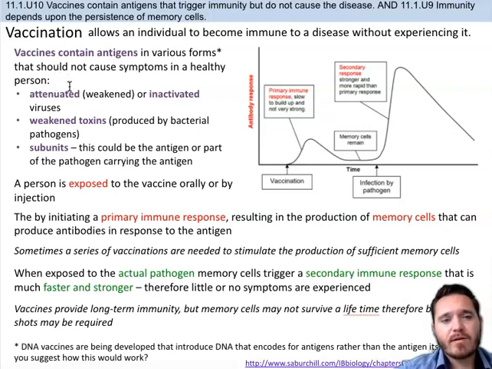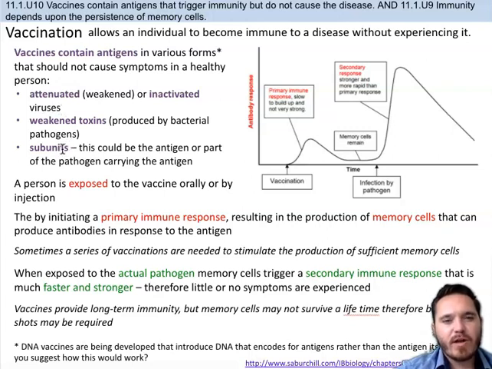Vaccines are either attenuated, which means weakened, or inactivated forms of viruses. So it wouldn't be the full functioning virus that would cause a person to get sick, but just a weakened or inactivated form of the virus, so that we can introduce the antigen to somebody's body and have the specific immune response. You can also have weakened toxins, which would be a bacterial vaccine, which does exist as well. But usually we think of vaccines for viruses, not for bacteria.